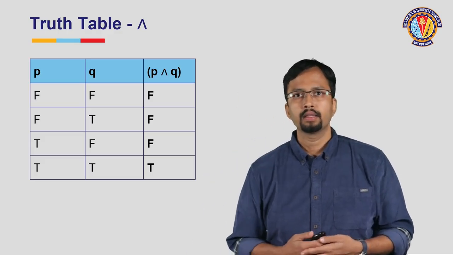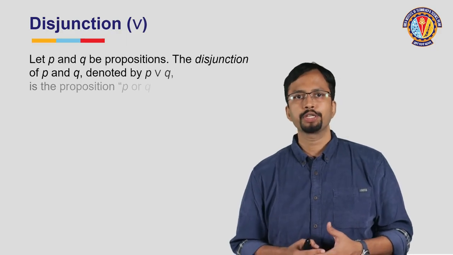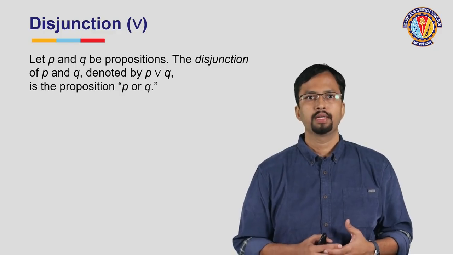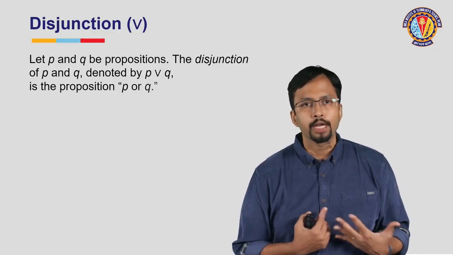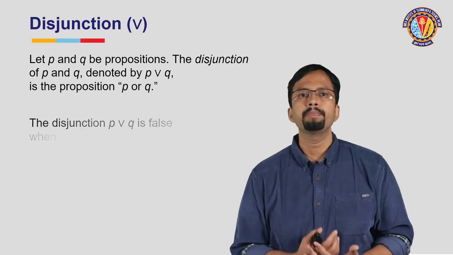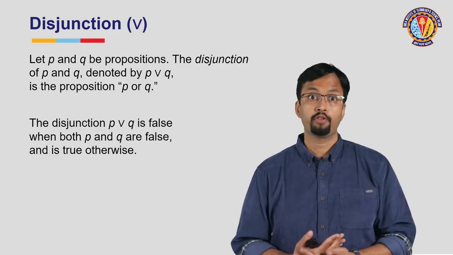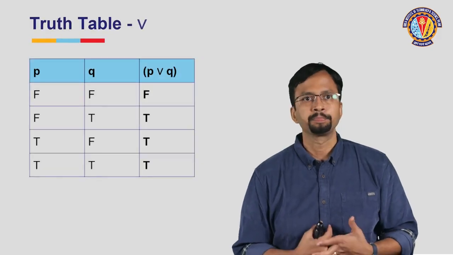Now there is another connective called disjunction, which we define now. So let P and Q be propositions. The disjunction of P and Q, denoted by P or Q, is the proposition P or Q, what we colloquially think of. In particular, the disjunction P or Q is false when both P and Q are false and is true otherwise. Right. So let's go ahead and construct the truth table for the disjunction.